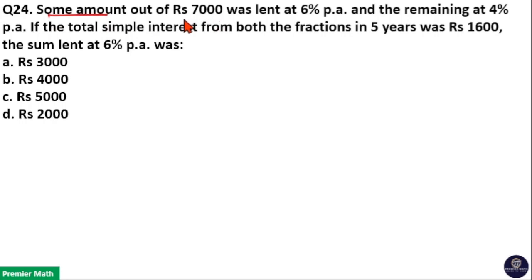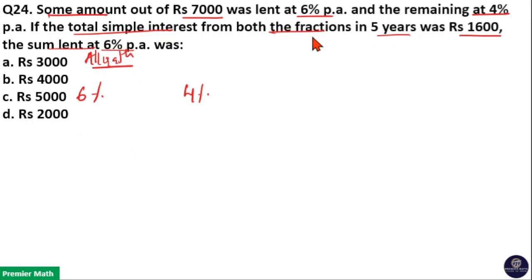Some amount out of rupees 7000 was lent at 6% per annum and the remaining at 4% per annum. If the total simple interest from both the fractions in 5 years was rupees 1600, then the sum lent at 6% was. Here, one part of the sum lent at 6% and the other part of the same sum lent at 4%. We can use alligation method here.